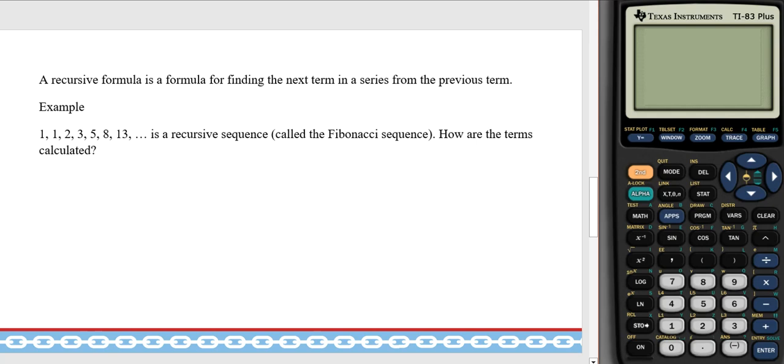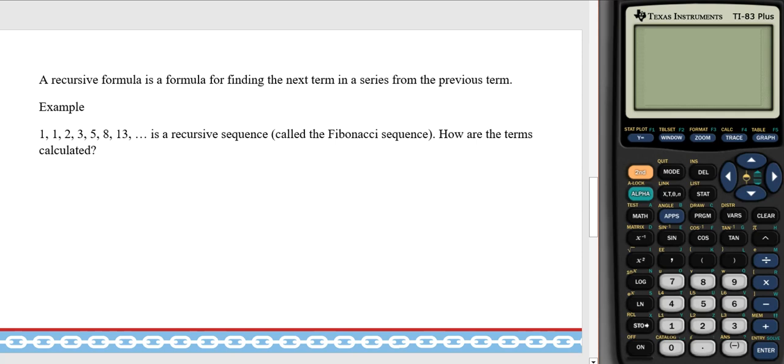So here is a classic example of a recursive sequence. This one in particular is called the Fibonacci sequence, found a lot in nature and biology. It is a recursive sequence, meaning finding the next term depends on using previous terms.